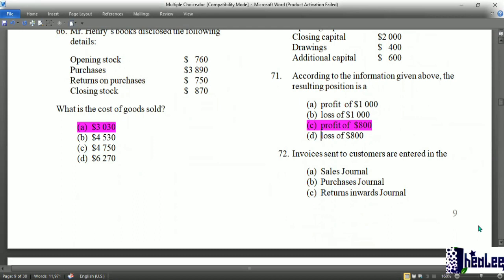Invoices sent to customers are entered in the sales journal, because once you send the invoice to the customer, it is basically saying that the person had purchased goods from you on credit. Or you could read it like this: goods were sold on credit to the customer. And that takes us to the end of part 2, looking at some principles of accounts, multiple choice question.